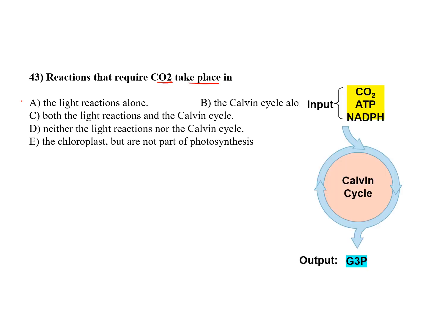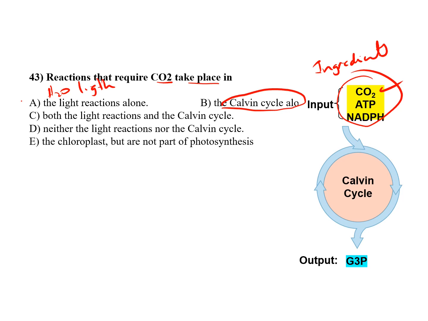We just studied it. We have this schematic, and I show you that here were the ingredients of this process of the Calvin cycle. So here's the answer. The Calvin cycle alone will require CO2. The light reactions will require water and light, and the light will break the water into OH and hydrogen. So very easy. It is B, and let's go to the next slide.